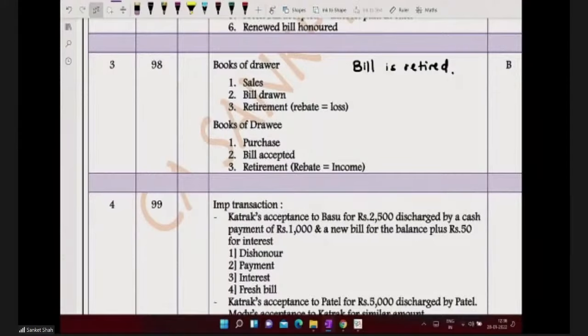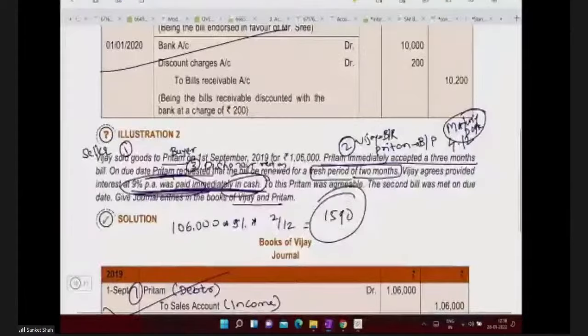Just note down this. Fourth illustration is very tricky as compared to other illustrations. Third one is easy actually. Fourth one is tricky. Okay, yes, beta. If bill is extended beyond due date, in that case, you are going to dishonor the bill.